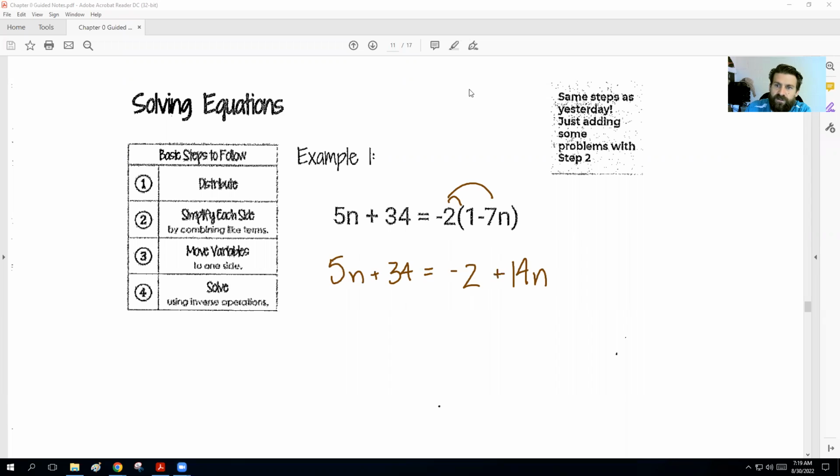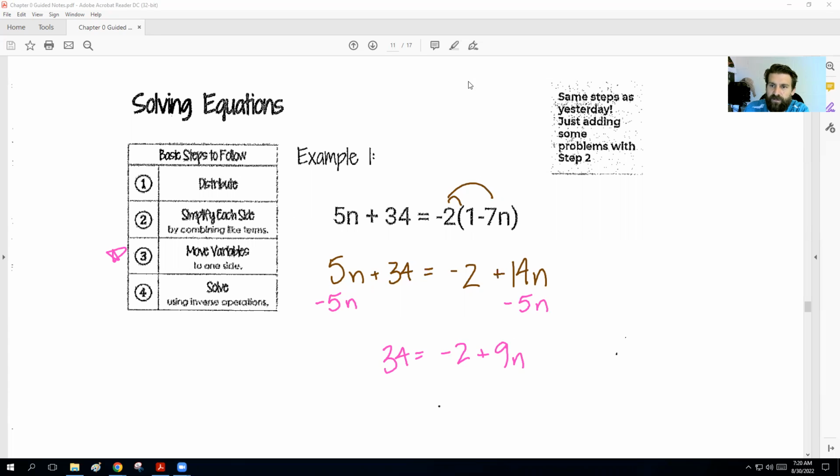Now we want to simplify each side, which we did, and we want to move the variables to one side. I always think it's easier to get rid of the smaller variable. What's smaller, 5n or 14n? 5 is smaller, so to get rid of it, we subtract the 5n on both sides. So we get 34 is equal to -2 plus 14 minus 5, which gives us 9n left over.